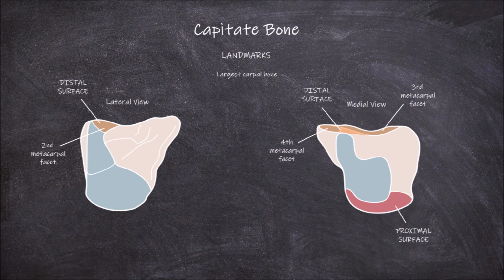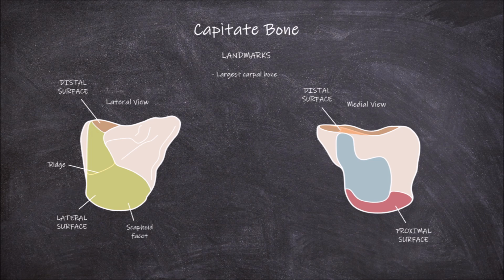The third surface is the lateral surface. This surface has a ridge that separates 2 facets: a proximal facet for articulation with the scaphoid bone and a distal facet for articulation with the trapezoid bone. The fourth surface is the medial surface. This surface is concave and has a large facet on it for articulation with the hamate bone.